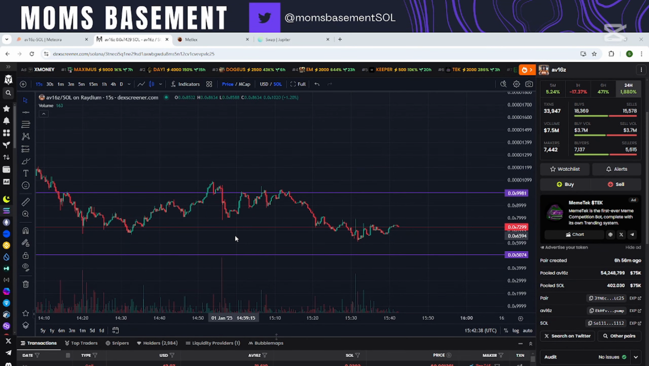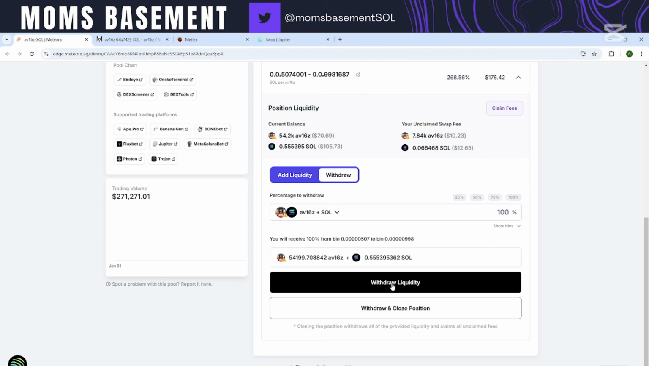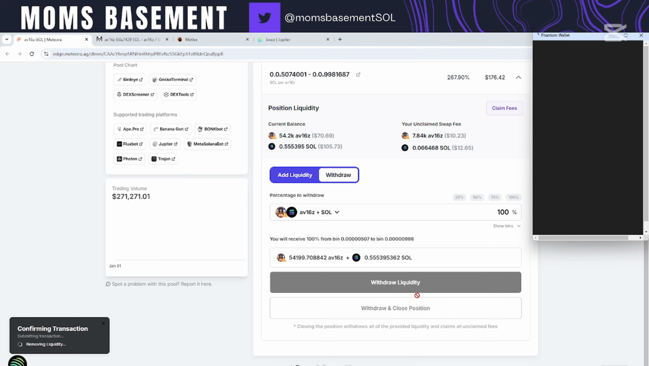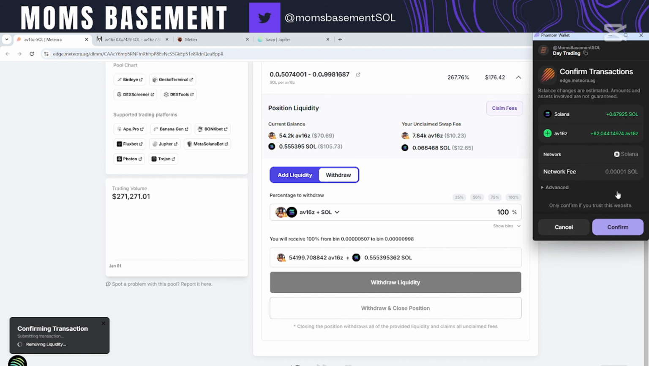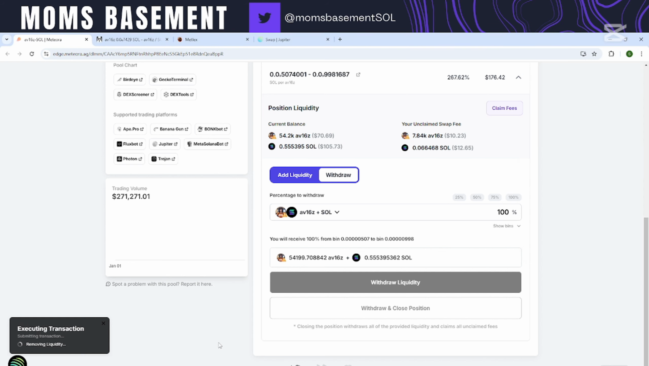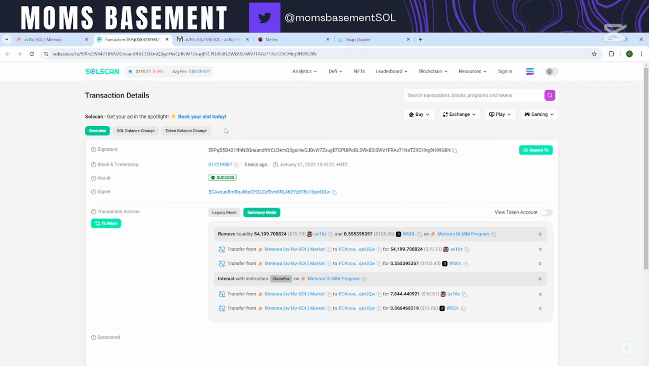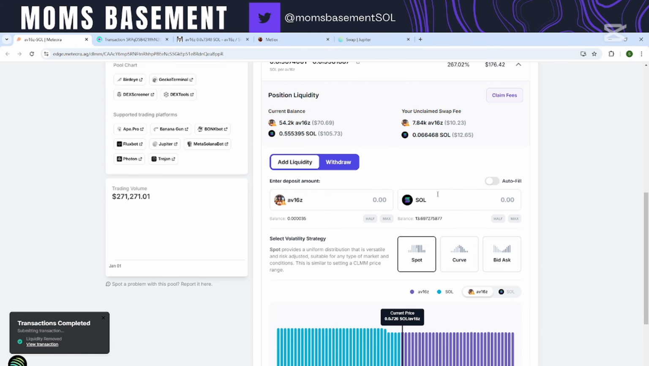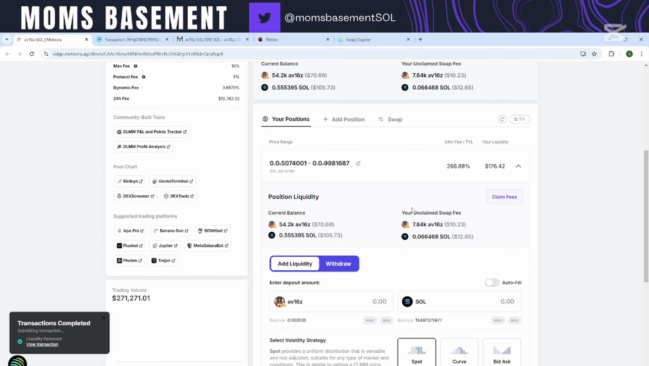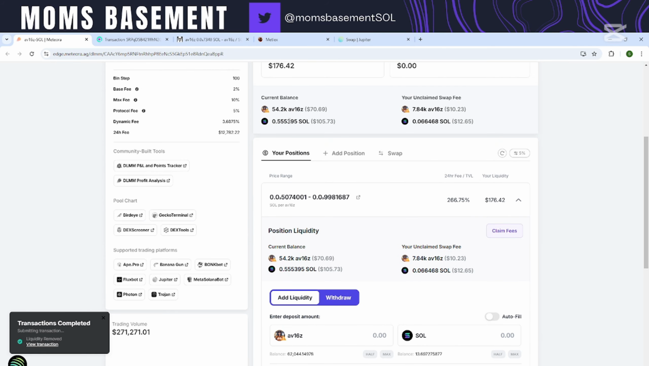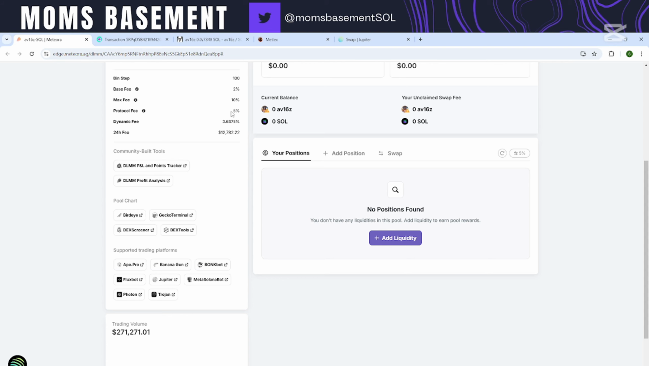Okay, so now we want to close our position. So we simply go to Meteora and we go withdraw and we press withdraw and close position. And this is going to take our liquidity out of the pool and the transaction is just executing. Super quick, and we can see the transaction here. So now we have a certain amount of the token, a certain amount of Solana, and we accumulated fees.